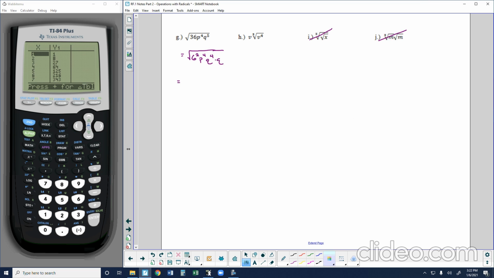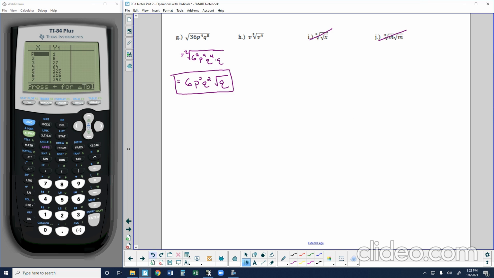So the square root of 6 squared would just be 6. Square root of p to the 4th, this is as if we have the power of 2 with the root, so that's double the requirement to simplify. So this would be p squared on the outside, as well as q squared on the outside. And then I would have a square root q that is still there unsimplified.